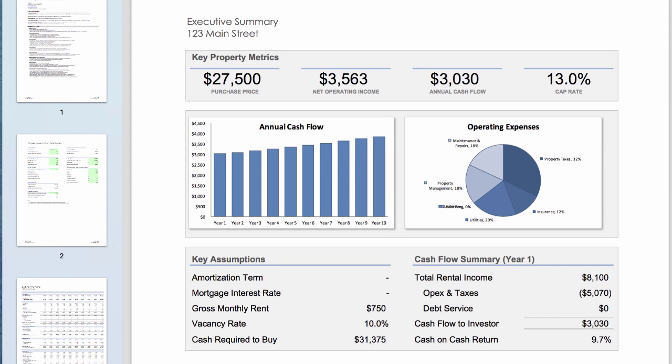I hope you can see just how versatile and helpful this kind of tool can be if you're interested in buying any kind of income producing property. This is the calculator that I'm using for all the new rental property deals that I'm looking at these days, and I've found it to be just really, really helpful and easy to use and easy to follow.